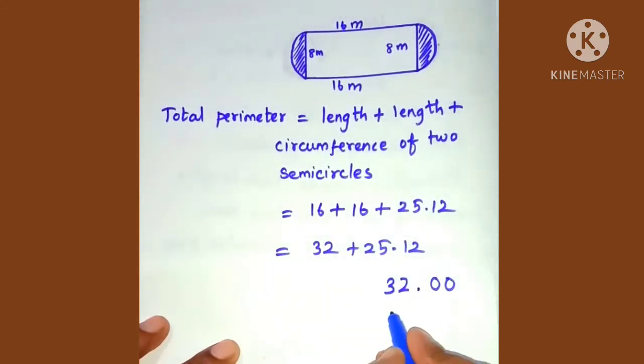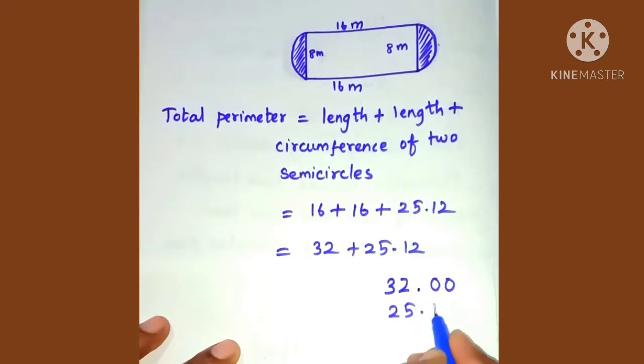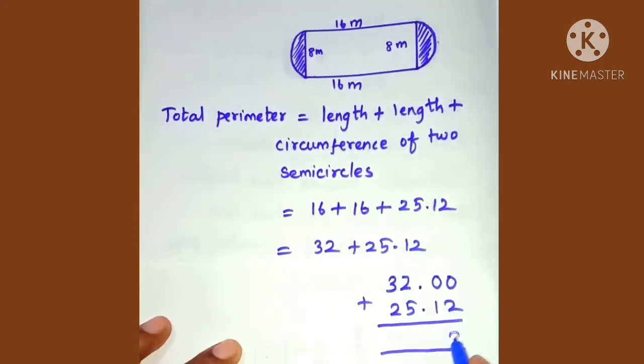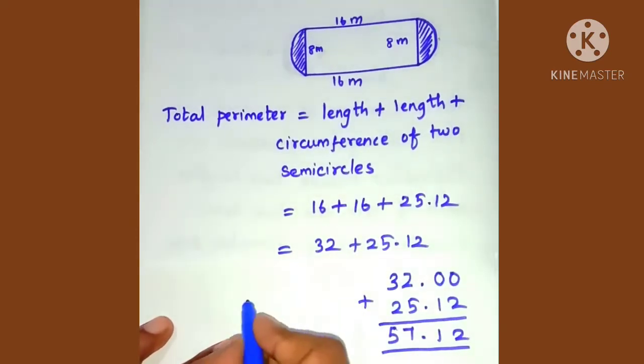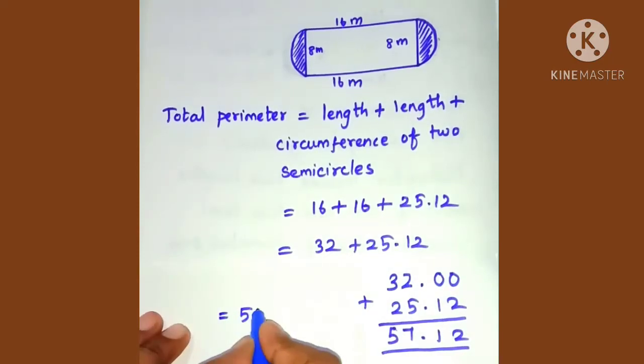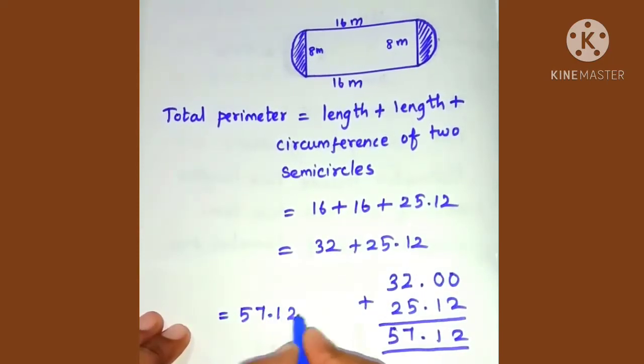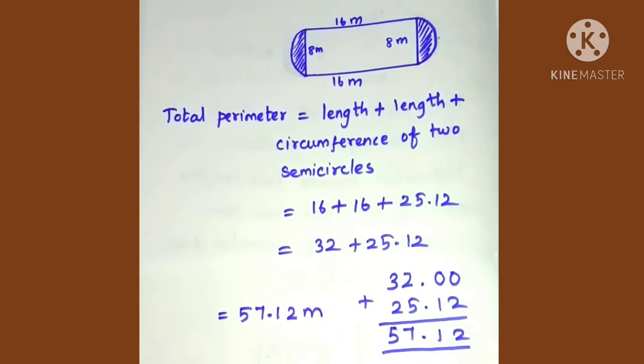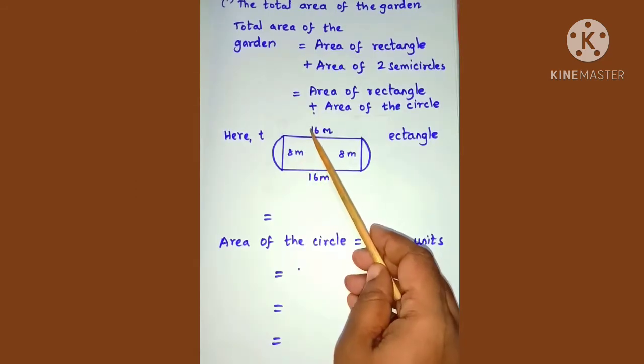And the second number is 25.12. Now adding these two values, we get 57.12 meter. So the total perimeter is 57.12 meter. Question is the total area of the garden.